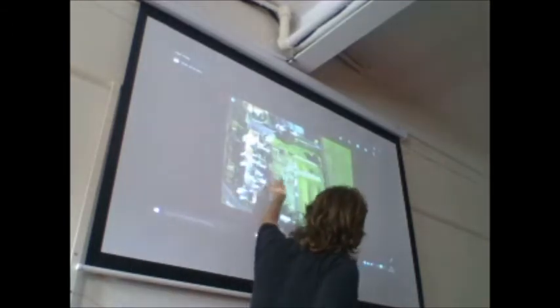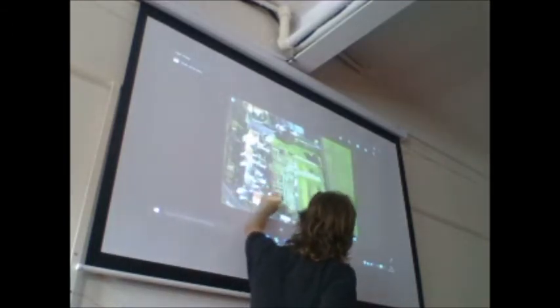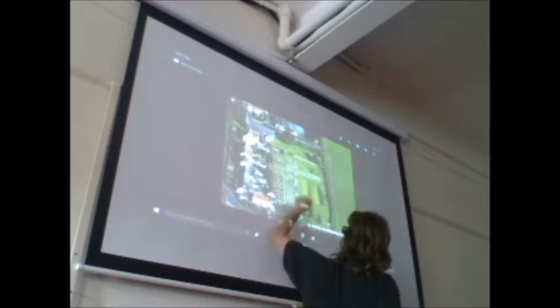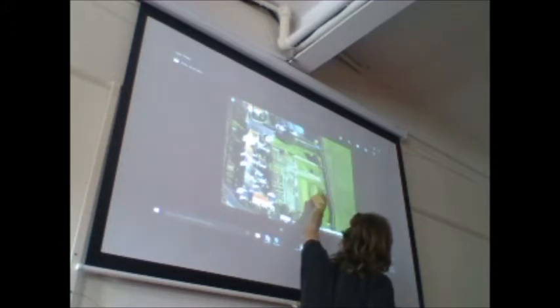what we've got here is the Roman fort at Piercebridge. And here's some of the barrack blocks. There's the roadway. There's the wall. There's some of the ditches.